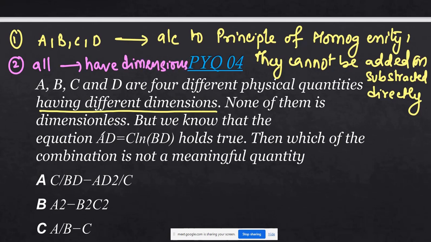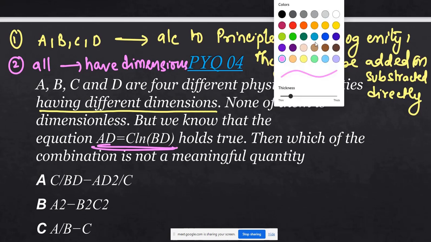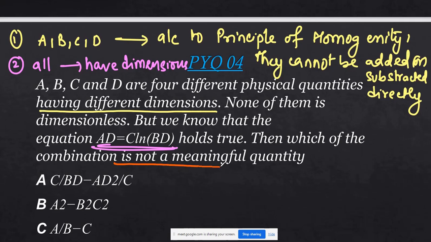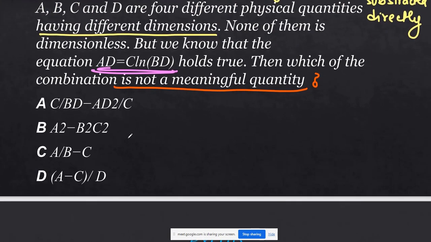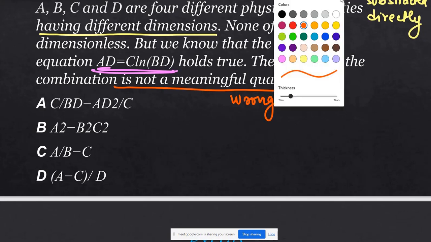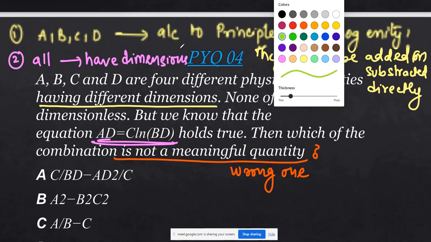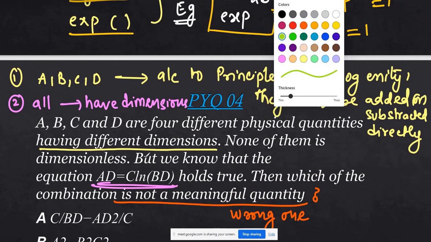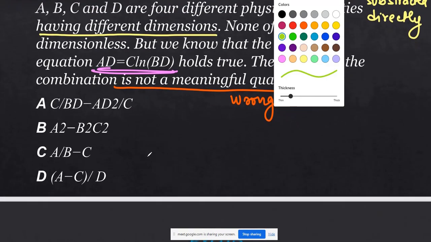Now, some relation is given. Fine, this relation is holding correct. Now, what is the main thing that we have to find in this question? Which of the following combinations is not a meaningful quantity? There are four combinations given in the question, A, B, C, D. Which is not a meaningful one? That means you have to pick the wrong one in the options. So how shall we do this? Just based on the first point in the question, having different dimensions, we'll just apply that first point in the options.